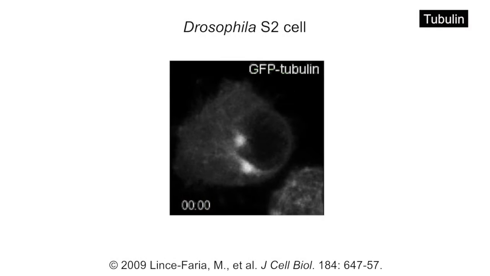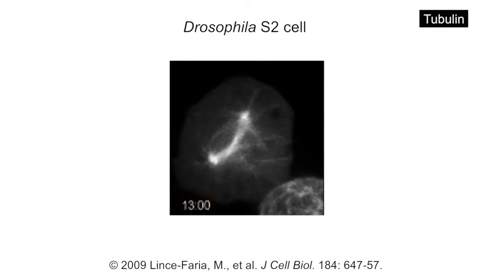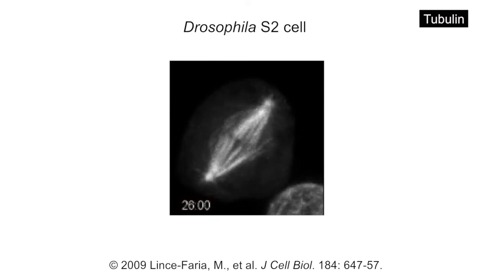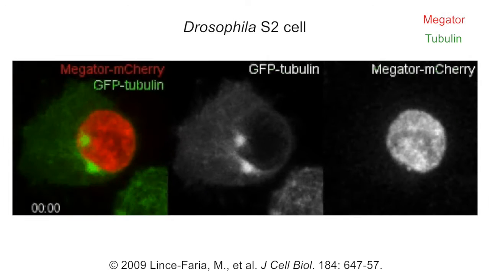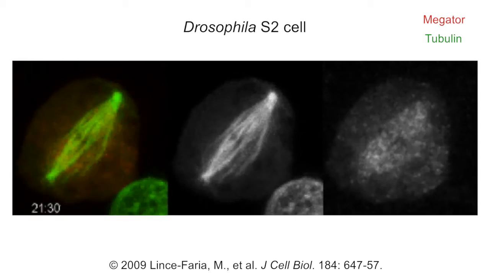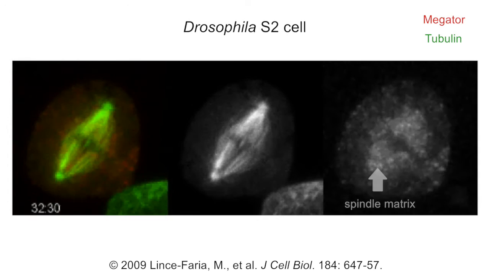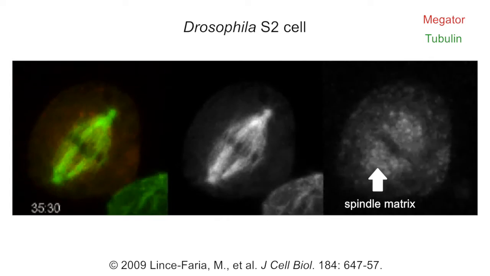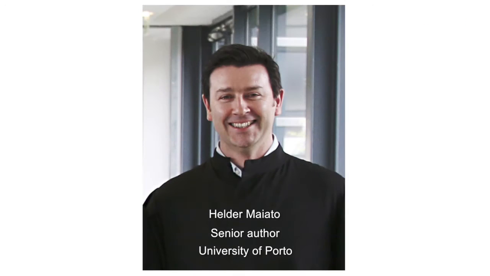During mitosis, chromosomes are segregated by a microtubule-based structure called the mitotic spindle. However, as Helder Maiato from the University of Porto in Portugal explains, the spindle is embedded in a matrix of proteins that help it carry out its function. Many proteins have been found to accumulate in this area in a microtubule-independent manner.